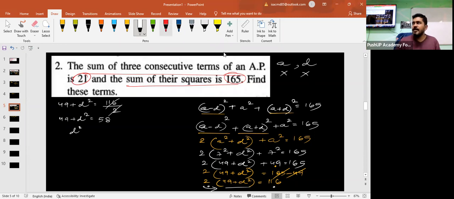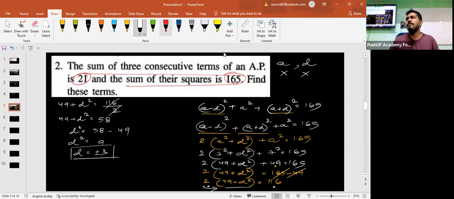So d squared is equal to 58 minus 49. d squared is equal to how much? 9. Again, you are getting the same answer. d is equal to plus or minus 3. Easy. So a is equal to 7 and d is equal to plus or minus 3. Can you find the three terms of this AP?